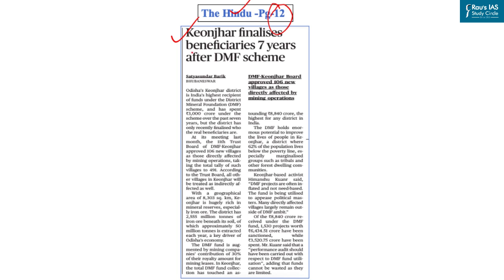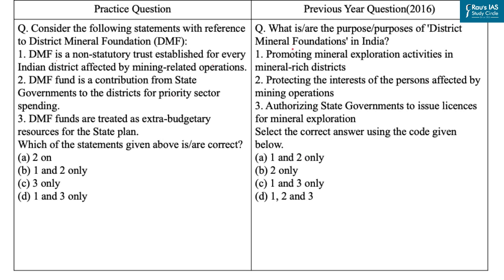This article is about Odisha's Keonjhar district, which is India's highest recipient of funds under the District Mineral Foundation, that is DMF scheme, and has spent nearly 3,000 crore under the scheme over the past 7 years. But the district has only recently finalized who the real beneficiaries are. Now, important regulatory and various quasi-judicial bodies is important for your prelims as well as mains examination.